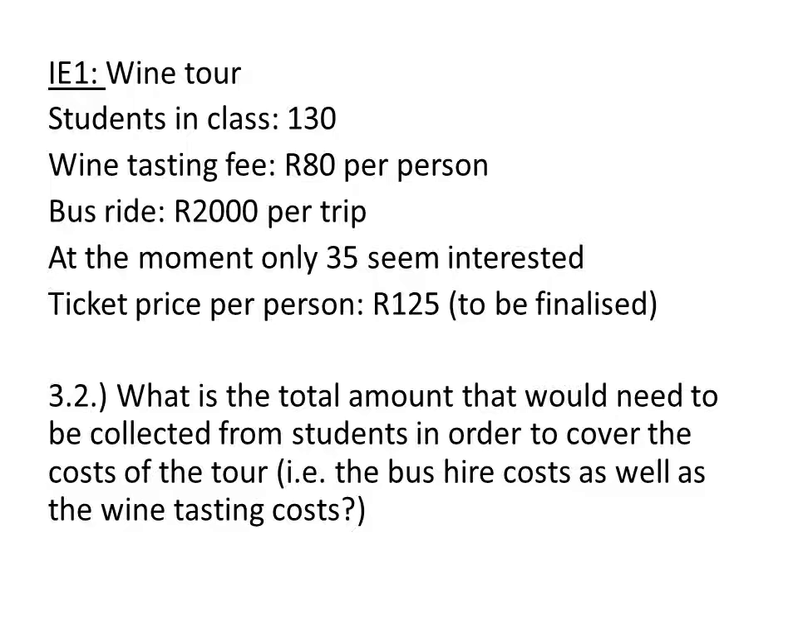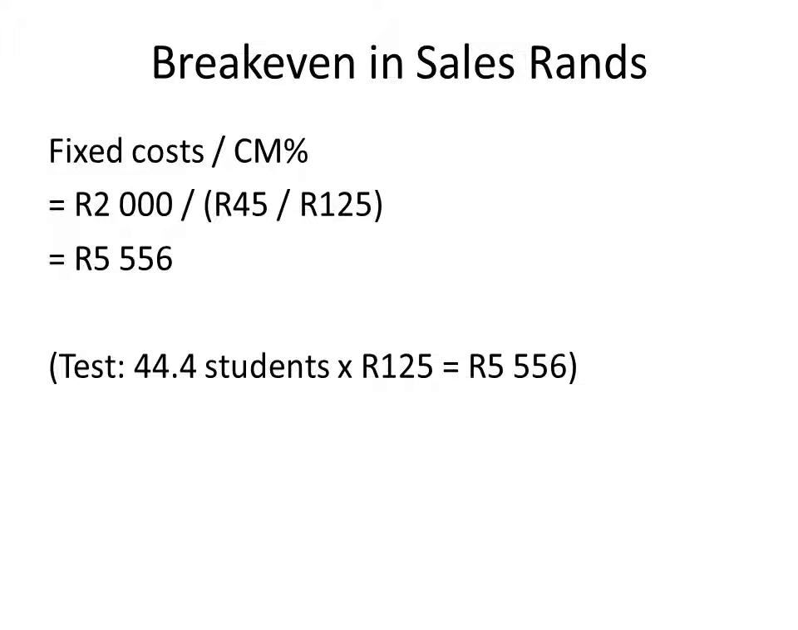The next part of this question could have said, what is the total amount that needs to be collected from students in order to cover the cost or to break even? So that's a sales value break even. So can you remember what we do there? Yes, it's the fixed cost divided by contribution margin percentage. So the contribution margin percentage is the contribution of 45 Rand divided by the ticket price of 125. And if we divide that into the 2,000 Rand fixed cost, we get 5,556. So that we can test it. Say our break-even number of students was 44.4 times 125. So we need 5,556 collected from the students before we break even.